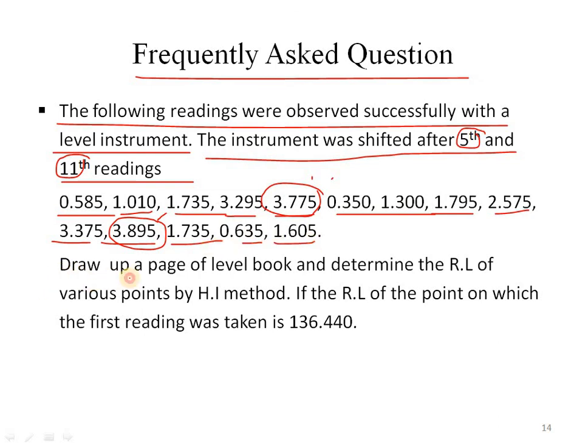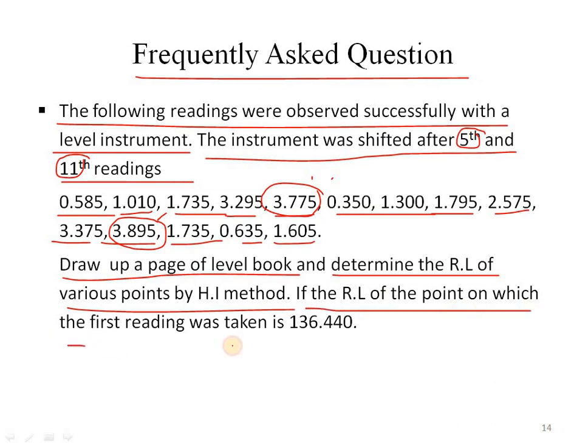Draw up a page of level book and determine the RL of various points by the HI method, if the RL of the point on which the first reading was taken is 136.440. So here the benchmark reading was also given, that is 136.440. Okay, so these are the problems.